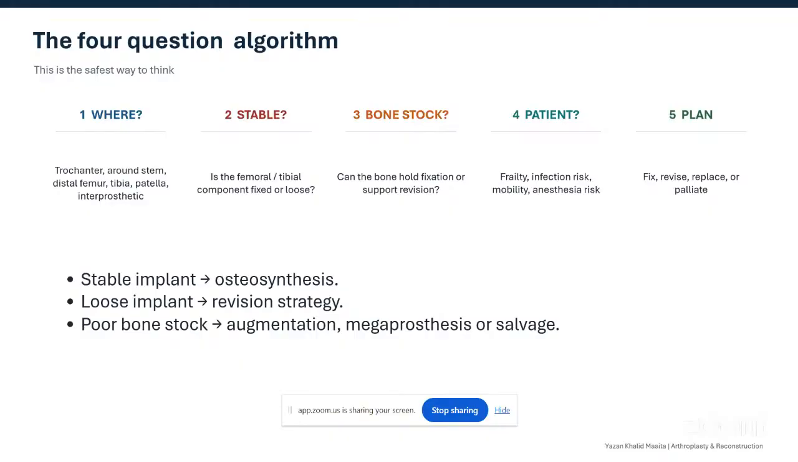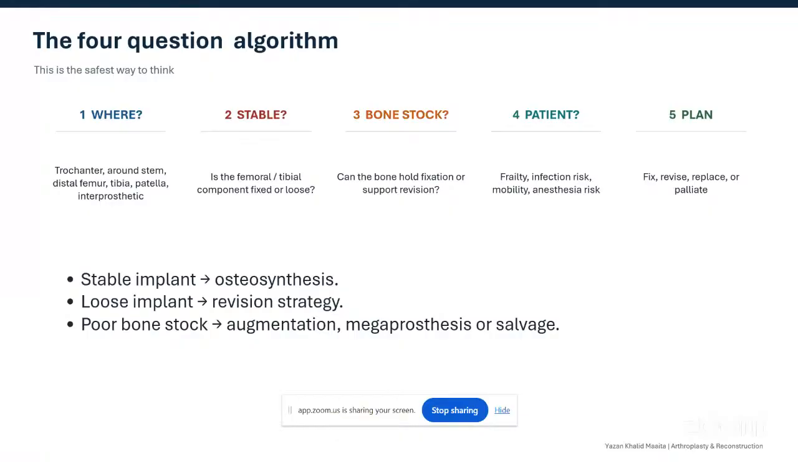The stability of the stem, either the femur or the tibia. The bone stock quality, which will help us decide if we can do a fixation or if we are going to revise it. The patient: if they are fragile, infection, mortality, and the risk of anesthesia. After these four questions, we can apply our plan.